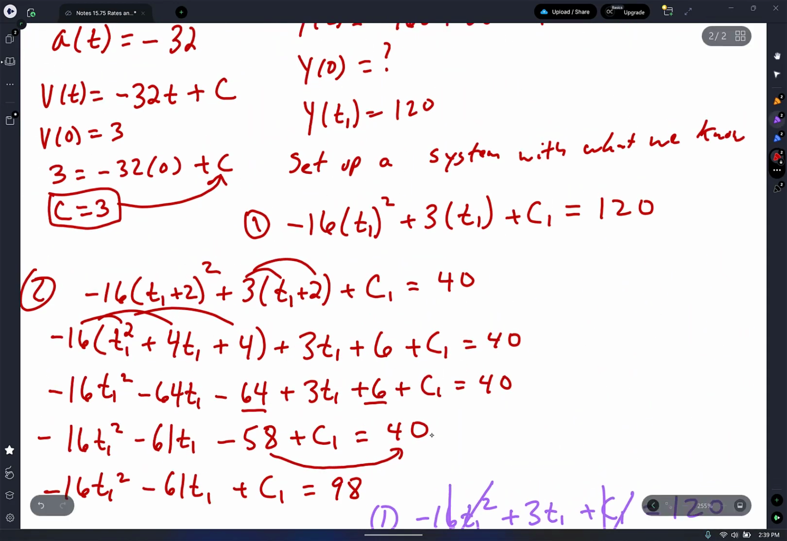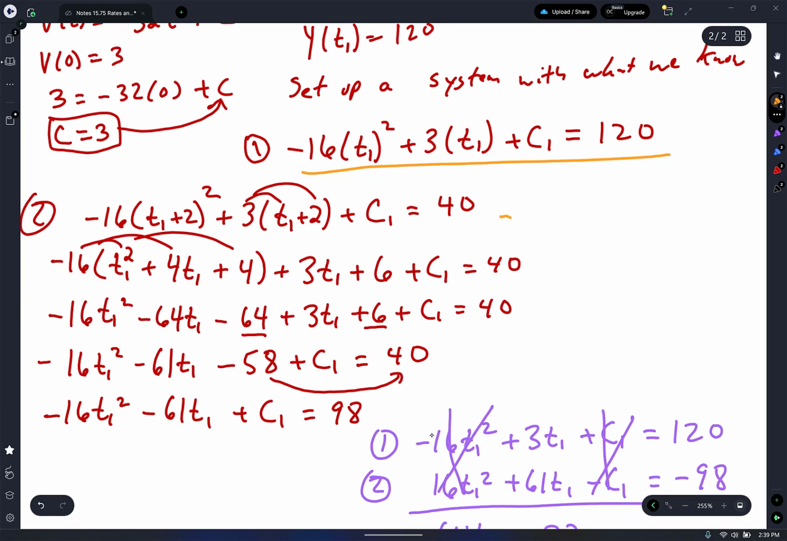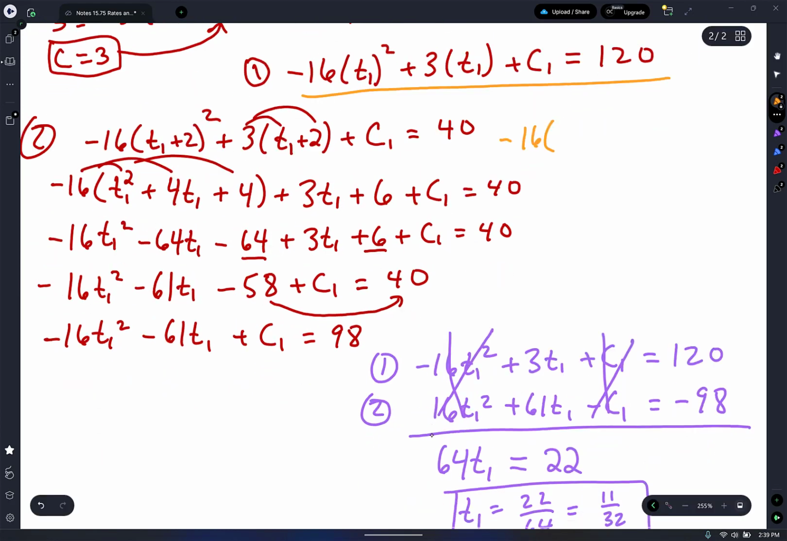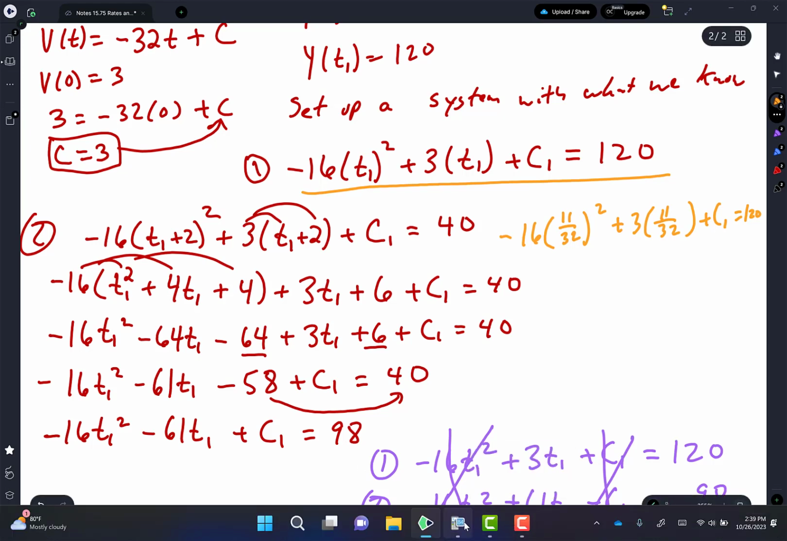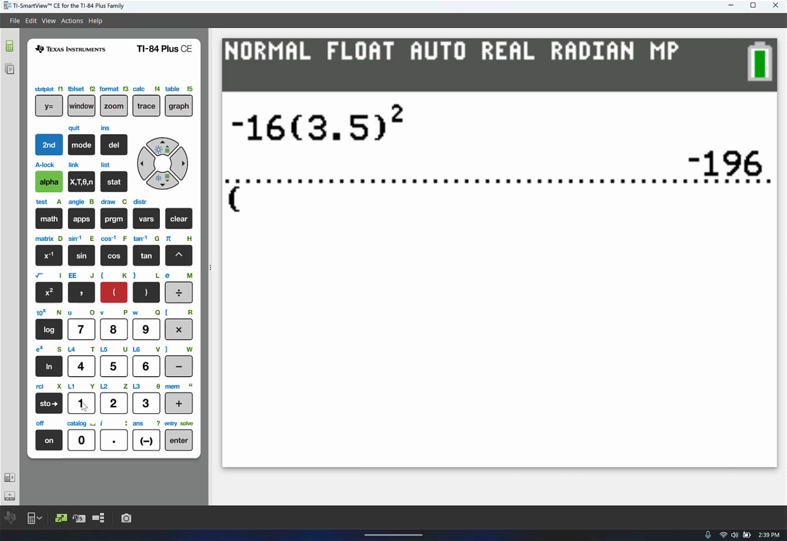I'm going to plug it into equation 1 because it's the one that has the least amount. So here we go. I'm going to write negative 16 times parenthesis 11 over 32 close squared, plus 3 times parenthesis 11 over 32 close, plus c1 equals 120. So I take my calculator. Parenthesis 11 over 32 close, squared.